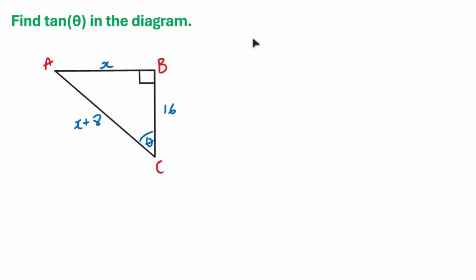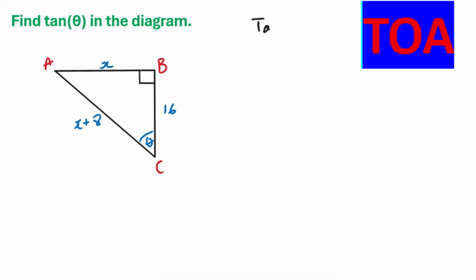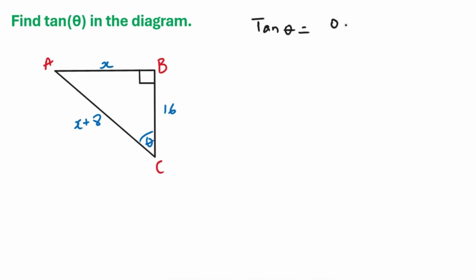So this is going to be our last question for today. We will find tan theta in a diagram. In a diagram, always you have to know the trig ratio that we are talking about. In this case, it is tan theta. So tan always compares the opposite and the adjacent. So we have opposite divided by the adjacent. So that is the ratio.